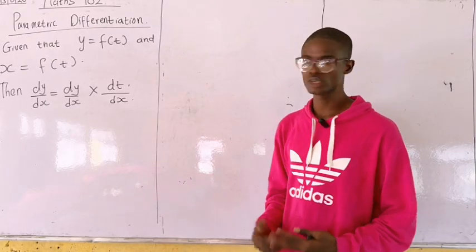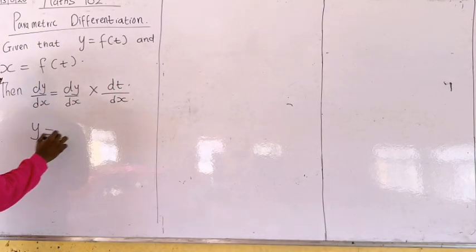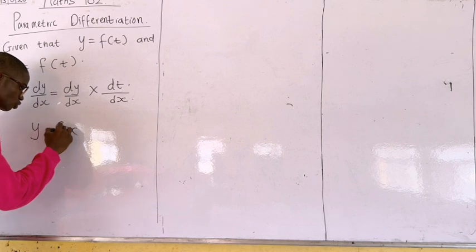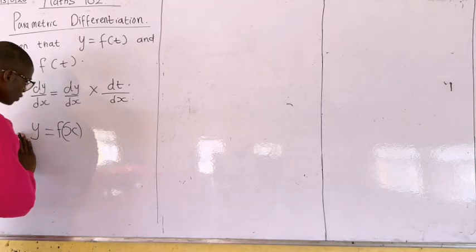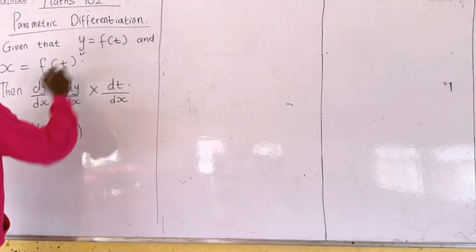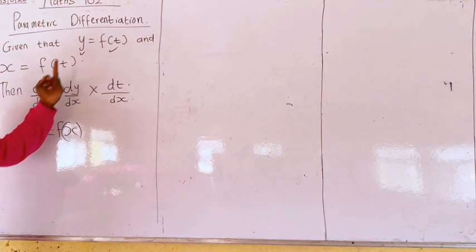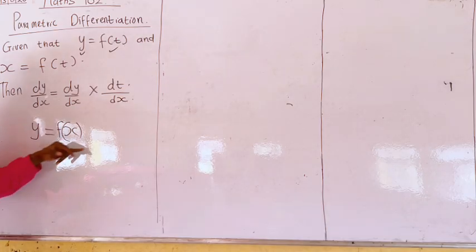Normally what we are used to is y depending on what? On x. So y being a function that depends on x, that's what we are normally used to. So now, if we have a function y that depends on t this time around, not x, not the normal y depending on x that we know.